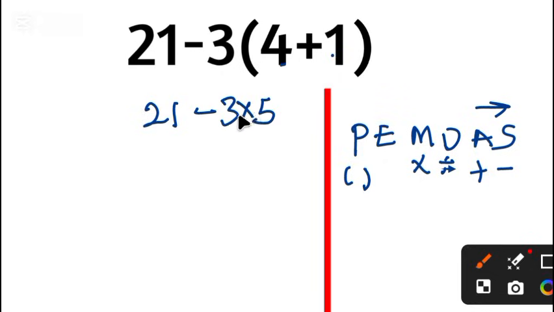Now, we have to do this multiplication before we do the subtraction. 3 times 5 would give us 15. So we have minus there, we have 21 minus 15. And 21 minus 15 equals 6. So the correct answer to this equation is 6.